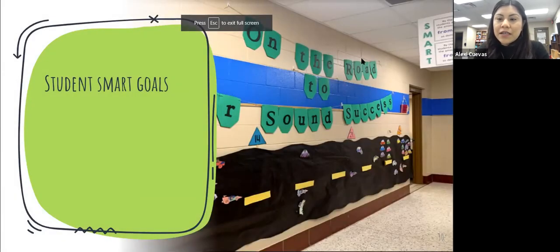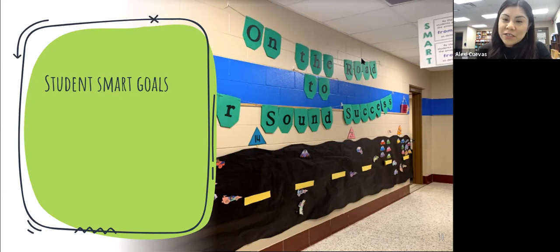Then I also want to talk briefly about student SMART goals. Students can also set their SMART goals and align them to your unit SMART goals, to your grade level SMART goal, and that will align to your overall grade band SMART goal. So this is just an example of what we did in kindergarten.